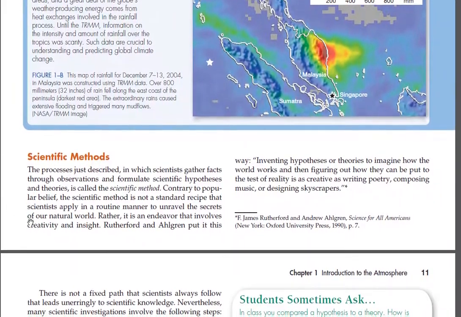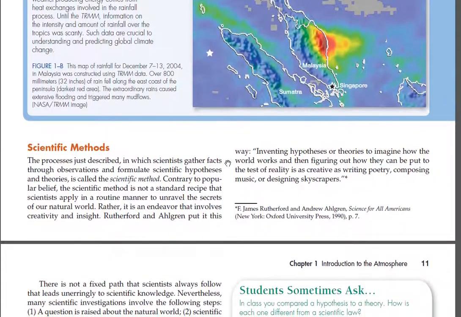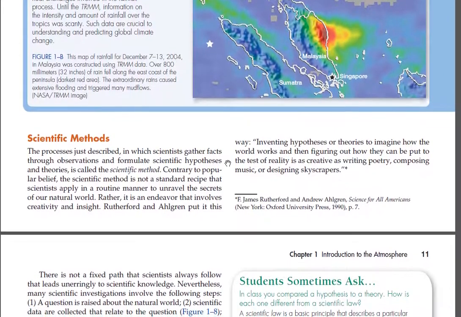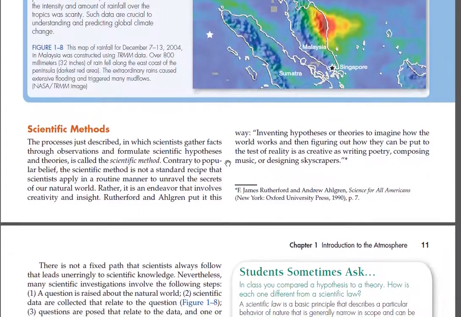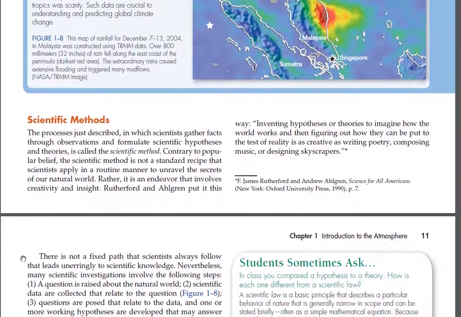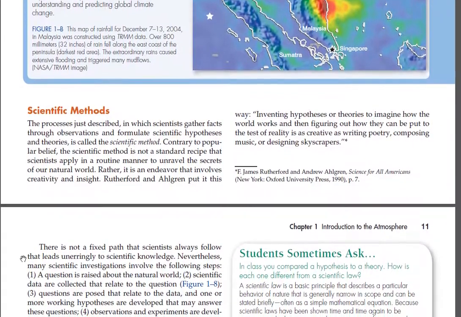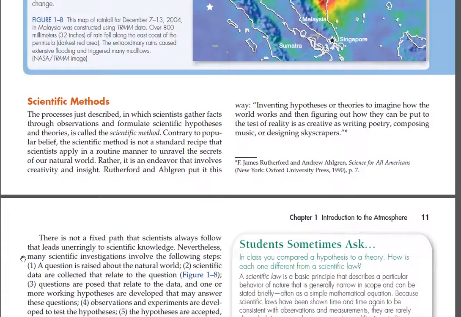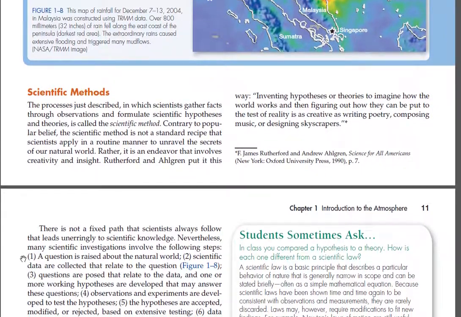Rutherford and Algren put it this way: inventing hypotheses or theories to imagine how the world works and then figuring out how they can be put to the test of reality is as creative as writing poetry, composing music, or designing skyscrapers. There is not a fixed path that scientists always follow that leads unerringly to scientific knowledge. Nevertheless, many scientific investigations involve the following steps.